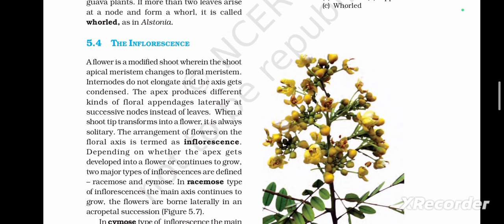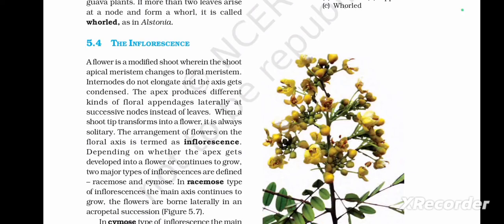And the next topic is the inflorescence. A flower is a modified shoot wherein the shoot apical meristem changes to floral meristem. Internodes do not elongate and the axis gets condensed. The apex produces different kinds of floral appendages laterally at successive nodes instead of leaves. When a shoot tip transforms into a flower, it is always solitary. The arrangement of flowers on the floral axis is termed as inflorescence.